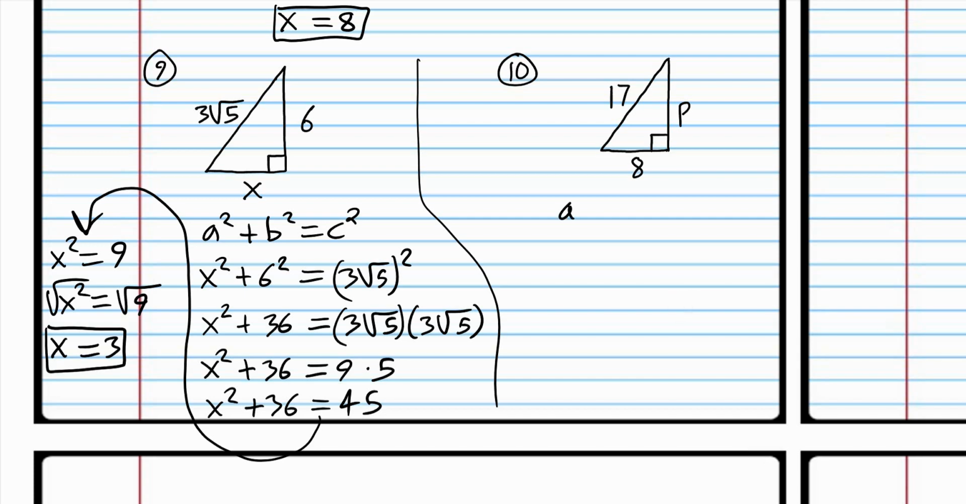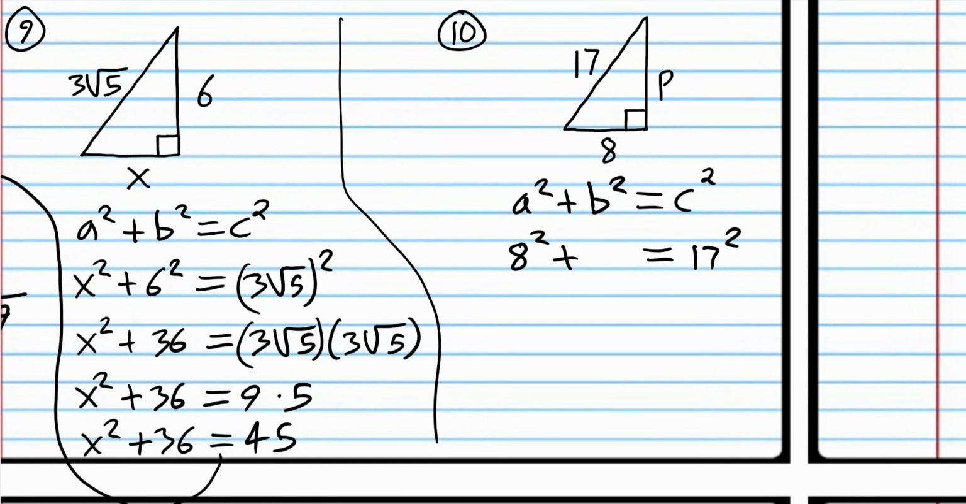All right, we're back. We have to show the tool that we're using, which is the Pythagorean Theorem. Then you can plug in 8. 8 is one of the legs. But 17 is not one of the legs. 17 is a hypotenuse because it's opposite the 90-degree angle. So you have to plug in 17 to C. Don't plug it into B. P is going to be B.